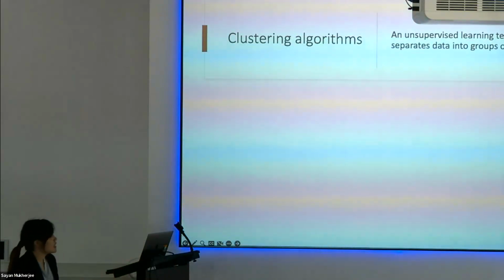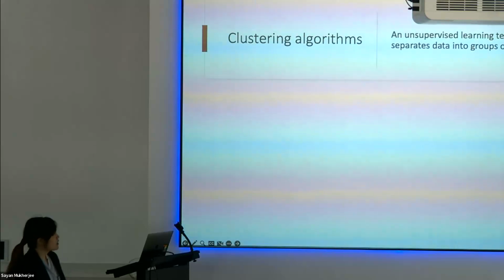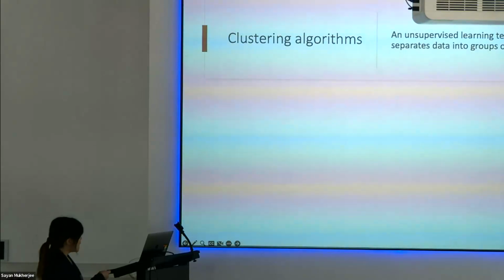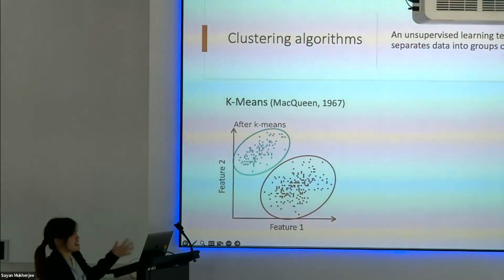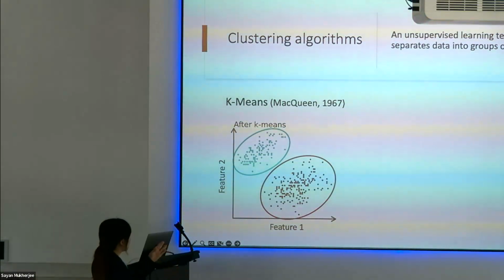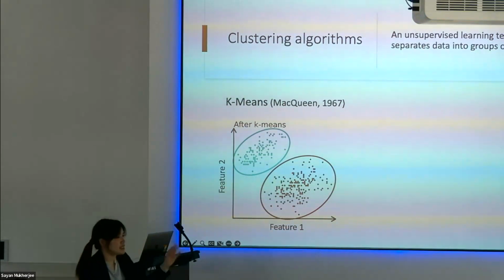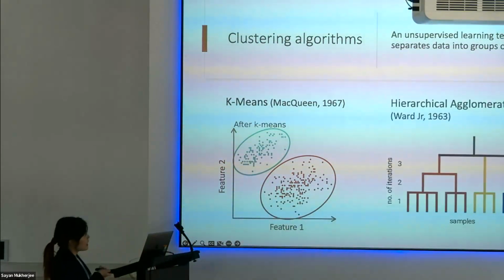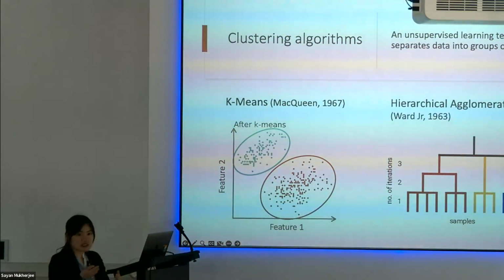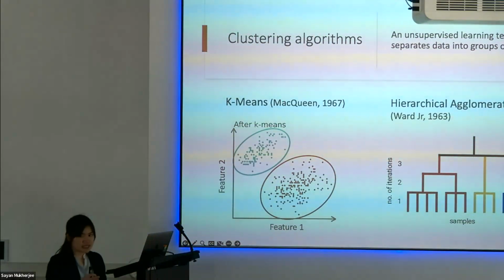Clustering algorithms are a type of unsupervised learning technique that can automatically separate data into groups of similar objects. In this work, we use two clustering algorithms. The first one is k-means clustering, which is very popular and simple. It works by minimizing the intra-cluster variance to group the data points into different clusters. The second type is hierarchical agglomerative clustering. It works by iteratively merging the two most similar clusters until all data points are assigned to one cluster.